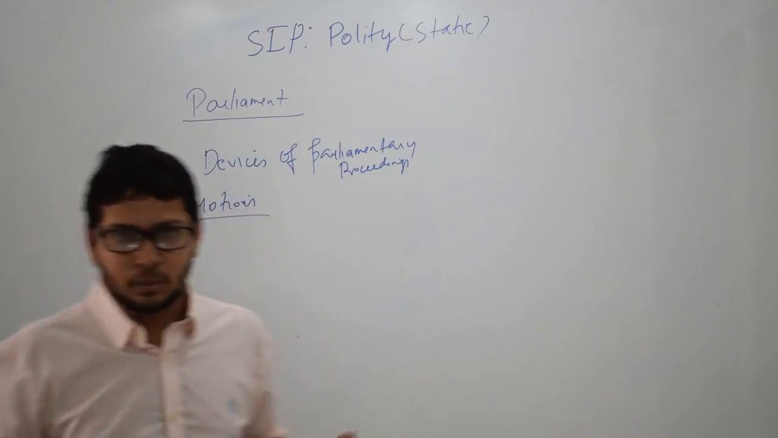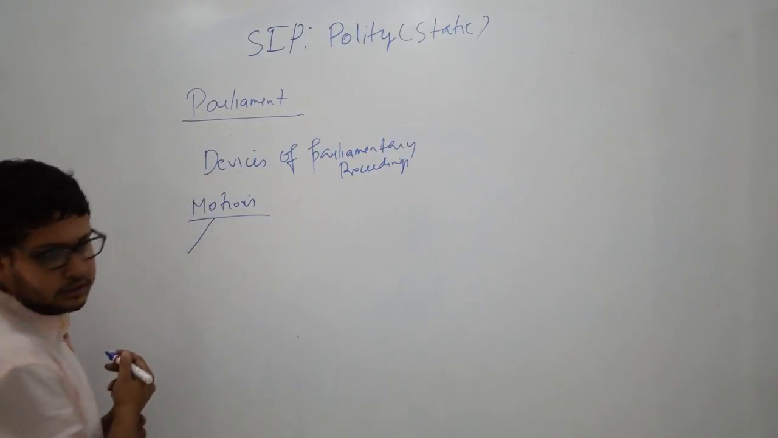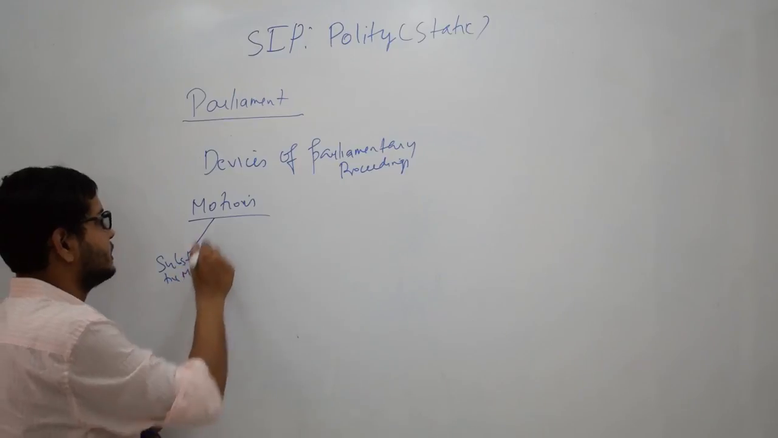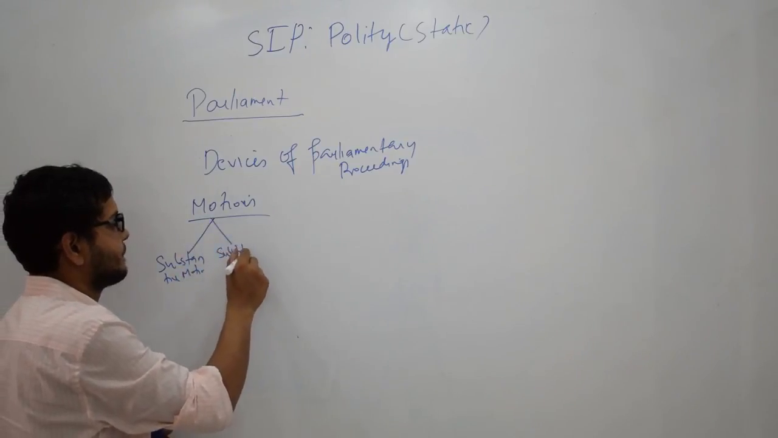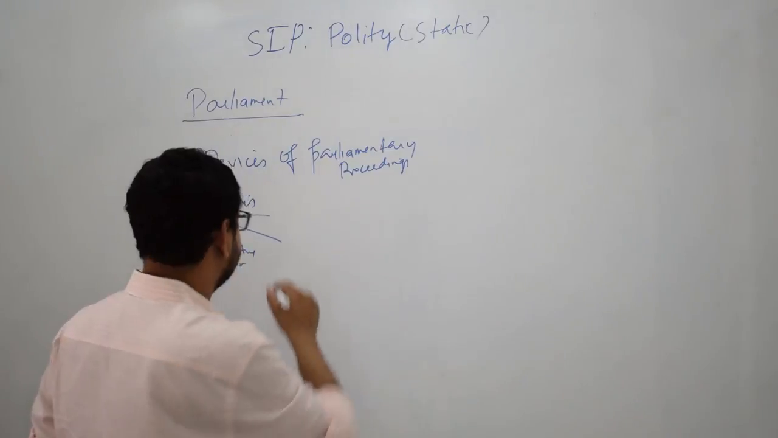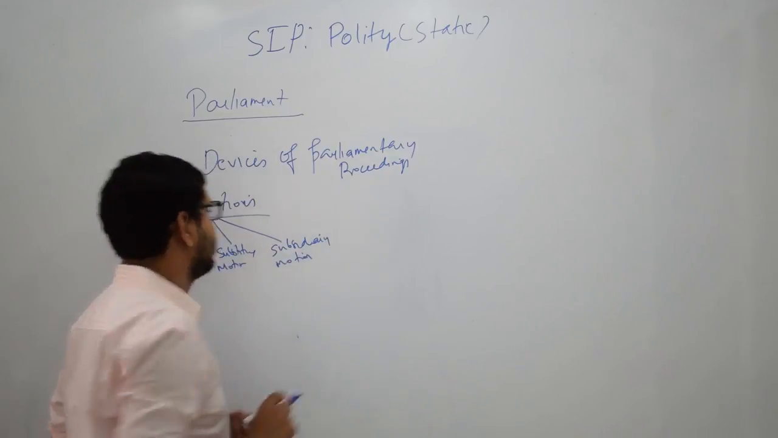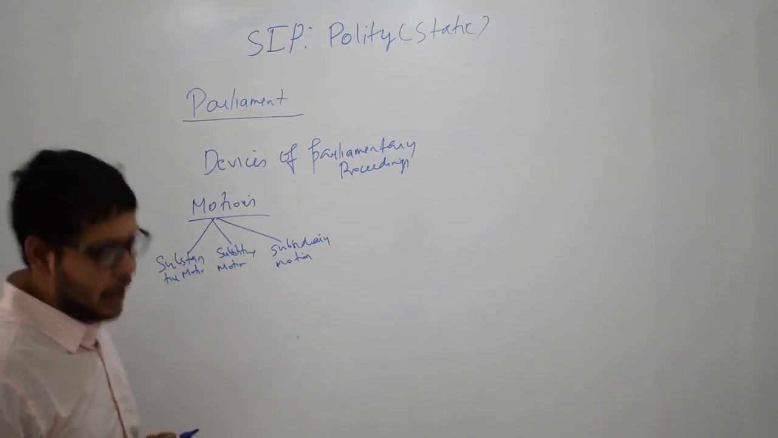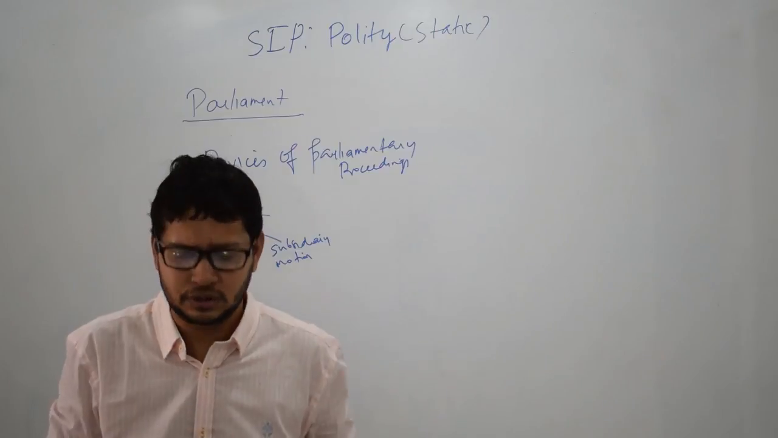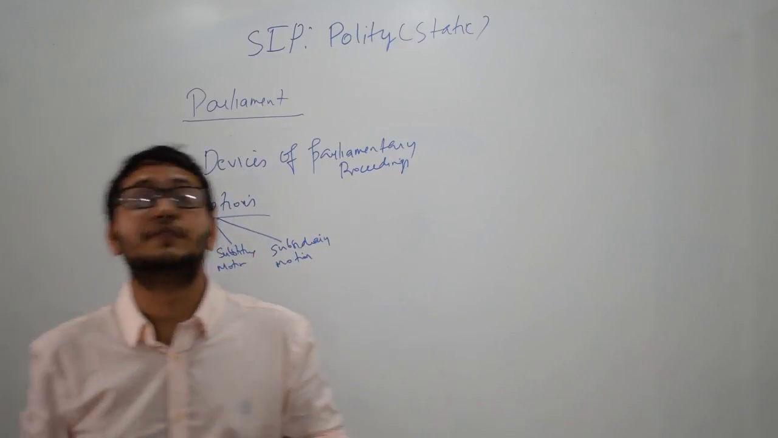Most of the motions moved by the members come under three categories. One is substantive motion. Second is substitute motion. And third is subsidiary motion. These are the three kinds of motion we have. A substantive motion is self-contained. I mean, the motion itself says what is the purpose of the motion. For example, motion for impeachment of the President, motion for removal of the Chief Election Commissioner.